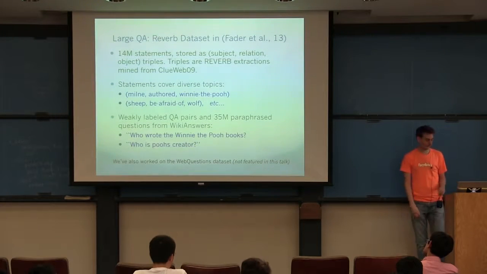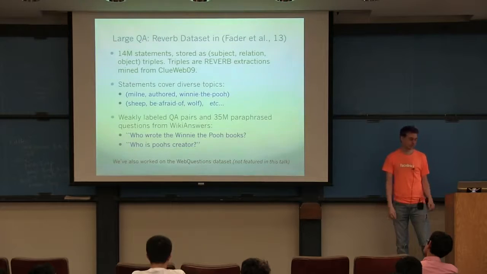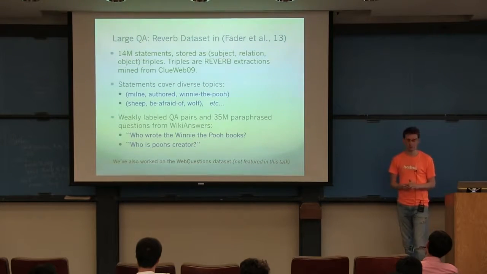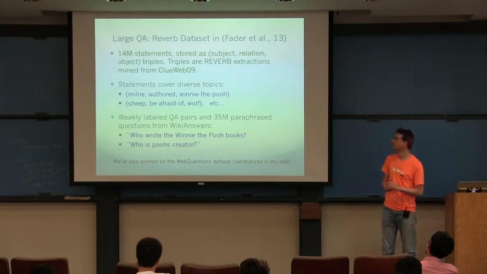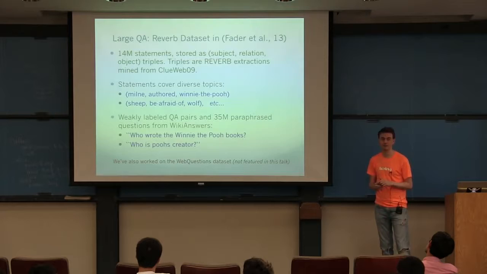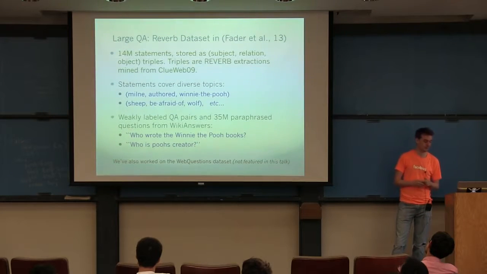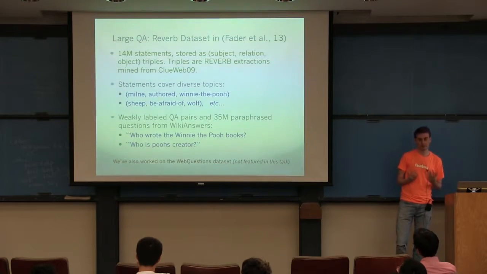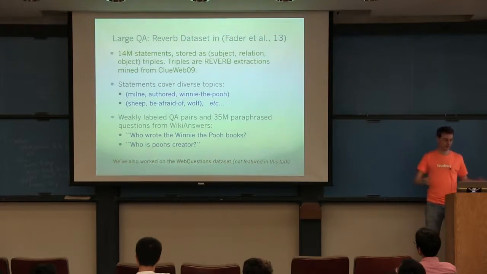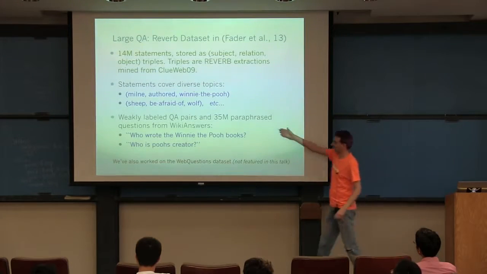So we didn't want to have just all toy data, so we have also done experiments on a bit more real question answering data. So we looked at this ReVerb dataset by Fader et al., which consists of 14 million statements which are extracted from the web, mined from ClueWeb. And they look like they're put into these subject relation object triples after they're extracted. So you can imagine 14 million of these types of things.